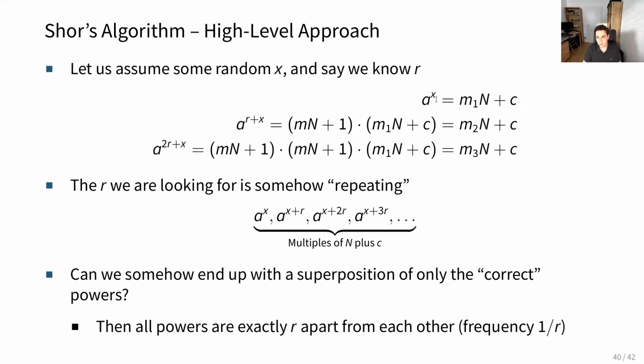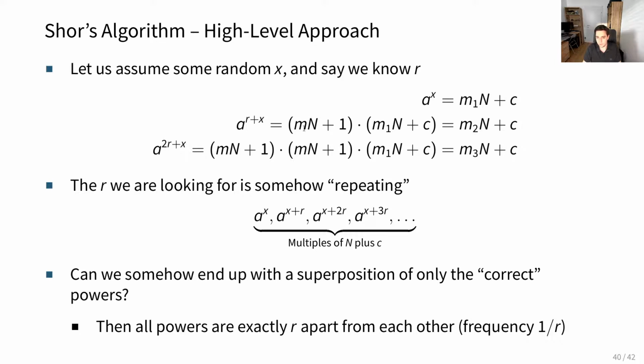If we now add to this exponent the R, which we don't know, but if we would add it, then the result of this computation would be this one, which is basically another multiple of n, some other one, plus C. Why plus C?